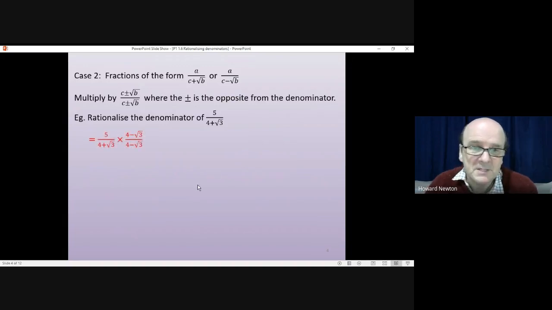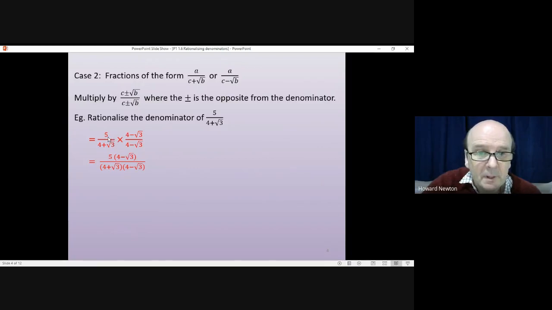Okay, so as we said, you've got to multiply the top by 4 minus root 3, you've got to multiply the bottom by 4 minus root 3. Exactly the same thing as you've got on the bottom, just swap the sign. Now on the top, you'll get 5 times 4 minus root 3, haven't done very much there. And on the bottom, writing it in brackets, you've got 4 plus root 3 times 4 minus root 3. We haven't done very much there, just tidied it up really.